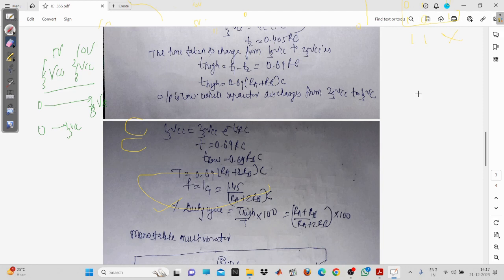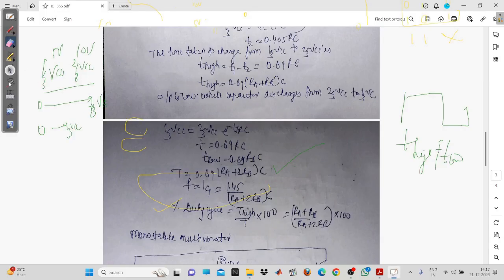In the total time period, you will have to consider the high pulse and the low pulse. So T high you have calculated, then T low will be calculated. You just have to add these two values. So after adding, you are going to get 0.69 (RA plus 2 RB) into C. I will change the color for more clarity.